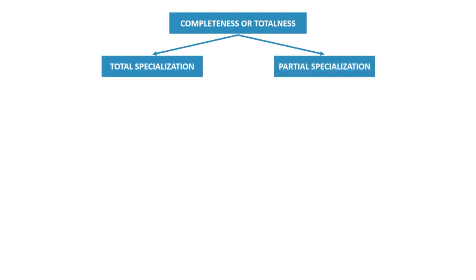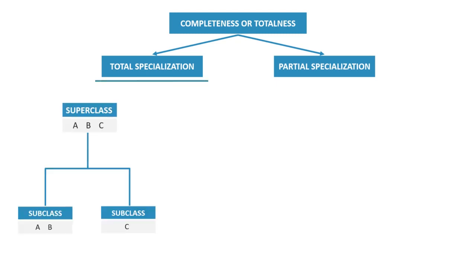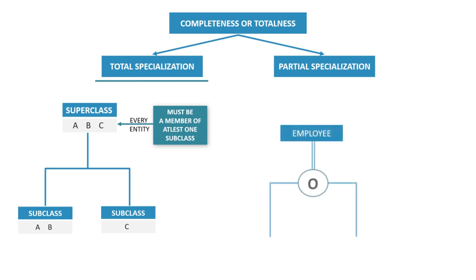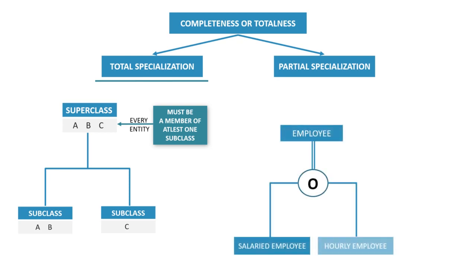The completeness or totalness constraint has two types: a total specialization or a partial specialization. A total specialization constraint specifies that every entity in the superclass A, B and C must be a member of at least one subclass in the specialization. For example, if every employee must be a salaried employee or hourly employee, then this specialization is a total specialization of employee. In diagrams, total specialization is displayed by a double line connecting the superclass to the circle.